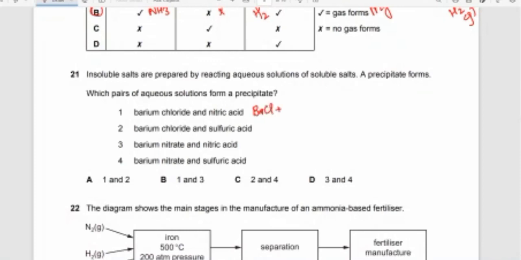BaCl2 plus HNO3. Okay, so what will be formed? Barium nitrate, Ba(NO3)2, plus 2HCl. This is soluble in water, and all the nitrates are soluble, you know, from the solubility table. Okay.